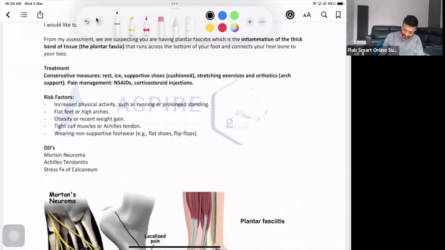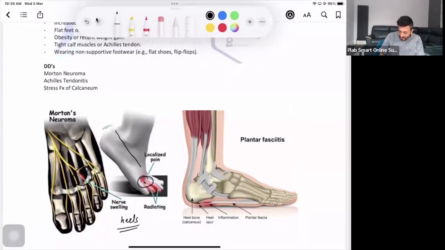What is plantar fasciitis? This is the inflammation of this fascia, this ligament, this band. If you see, this band connects your calcaneum, your heel, to the toes. If there is inflammation of this band, we say plantar fasciitis. Usually it happens because of flat feet, which is one of the main reasons. If you put this picture in your mind, you'll understand what plantar fasciitis is. We have a ligament which connects your heel to the toes. When there is inflammation of this ligament, it leads to plantar fasciitis.